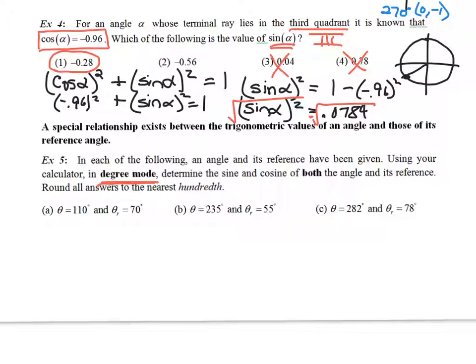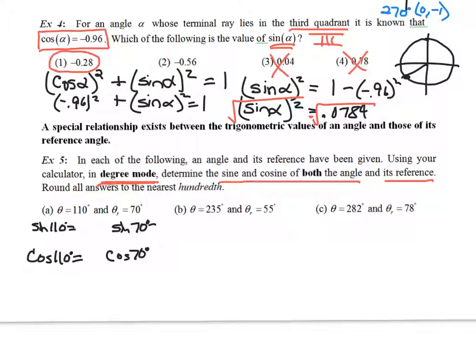We want to find the sine and the cosine of both the angle and the reference angle. So for each problem, I'm actually doing 4 different answers. So watch how I set this up. I want to do the sine of 110 degrees, the sine of 70 degrees, the cosine of 110 degrees, and the cosine of 70 degrees.